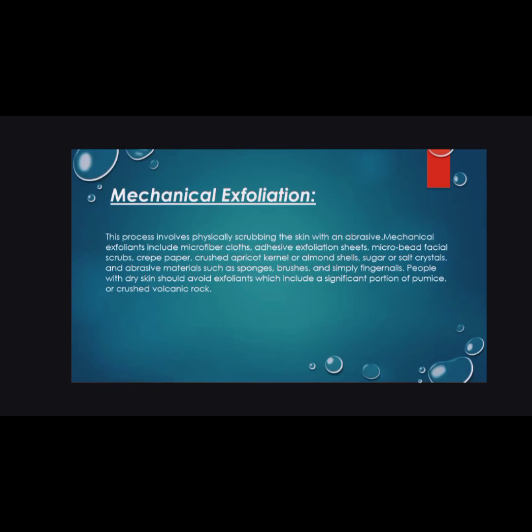Here is the second type of exfoliation. First was chemical exfoliation and the second is mechanical exfoliation. This process involves physically scrubbing the skin with an abrasive. Mechanical exfoliants include microfiber cloths, adhesive exfoliant sheets, microbead facial scrubs, crepe paper, crushed apricot kernel or almond shells, sugar or salt crystals, and abrasive materials such as sponges, brushes, and simply fingernails.